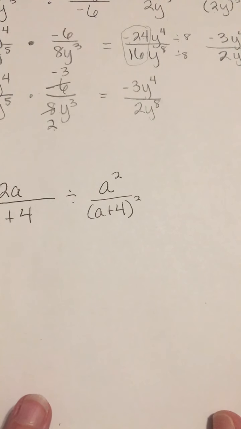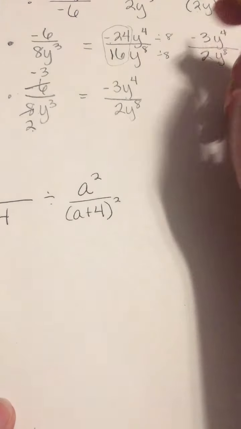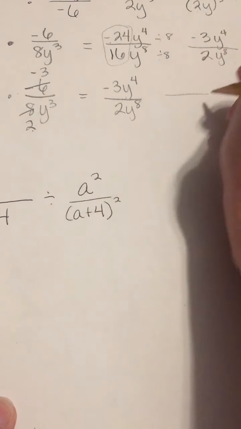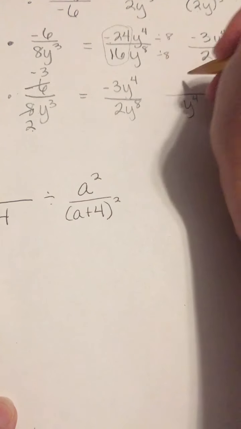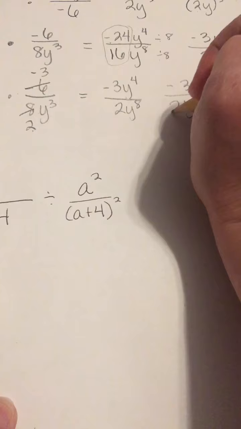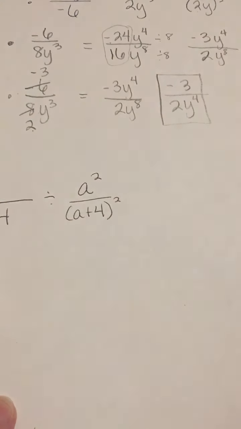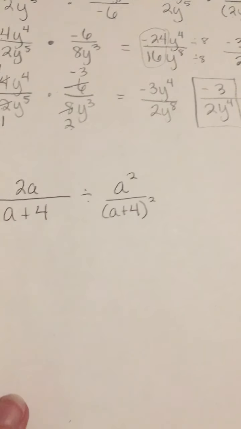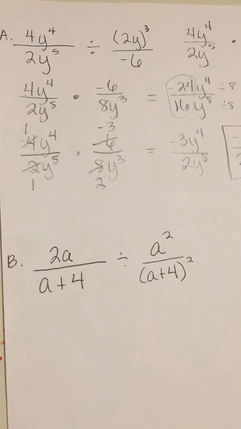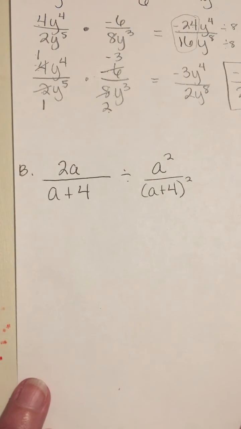So I'm almost done. Again, I'm at the same point I was before. I've got my y to the 4th and y to the 8th. Those can cancel out, and I've got 4 y's on bottom, and I have my negative 3 over 2. So notice I get the same answer. I just did it a little bit differently. Here, I just multiplied straight across and then reduced. Here, I did my cross canceling and I got the same answer.